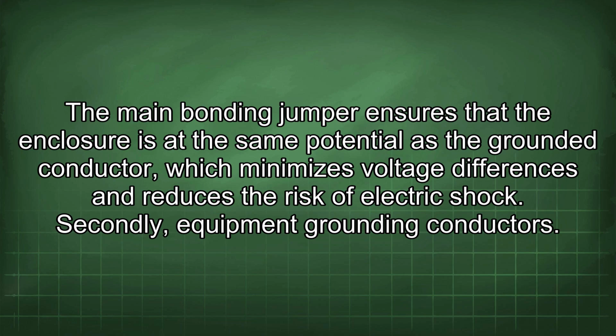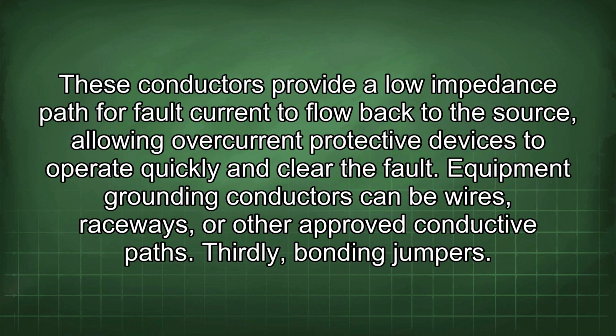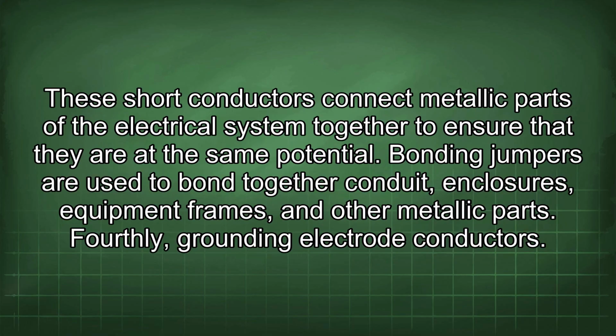Secondly, equipment grounding conductors. These conductors provide a low impedance path for fault current to flow back to the source, allowing overcurrent protective devices to operate quickly and clear the fault. Equipment grounding conductors can be wires, raceways, or other approved conductive paths. Thirdly, bonding jumpers. These short conductors connect metallic parts of the electrical system together to ensure that they are at the same potential. Bonding jumpers are used to bond together conduit, enclosures, equipment frames, and other metallic parts.